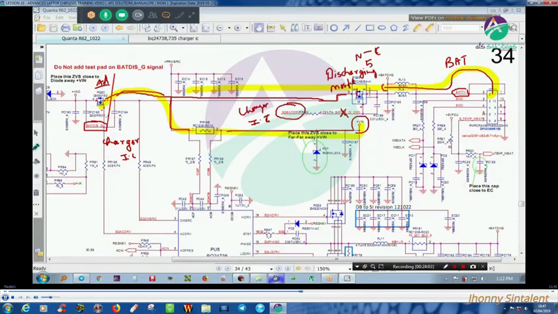So Frank, what is the name of this first MOSFET? What is the name of this MOSFET? The main MOSFET. Main MOSFET. I did not teach you main MOSFET. Did I teach you? Second MOSFET, sir. Did I teach you second MOSFET?